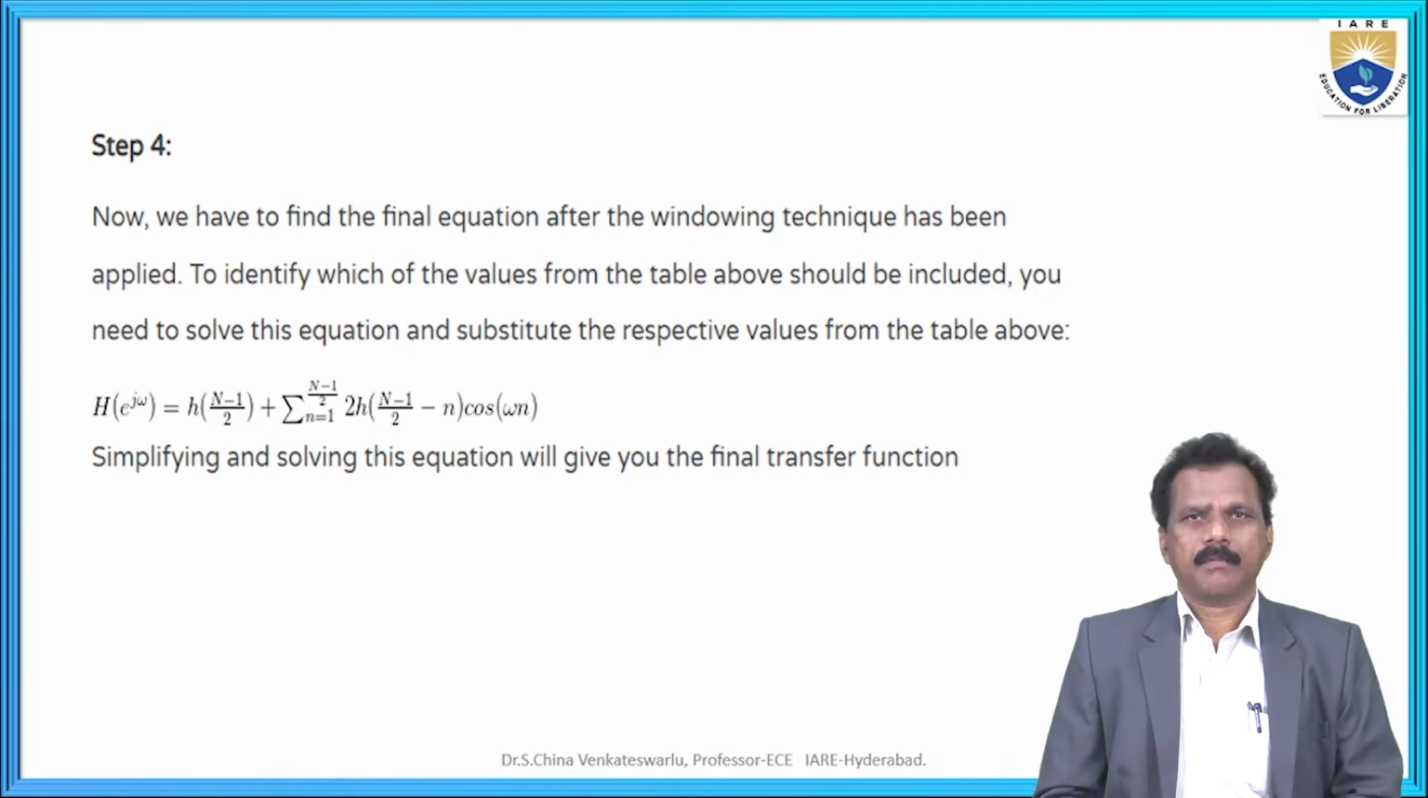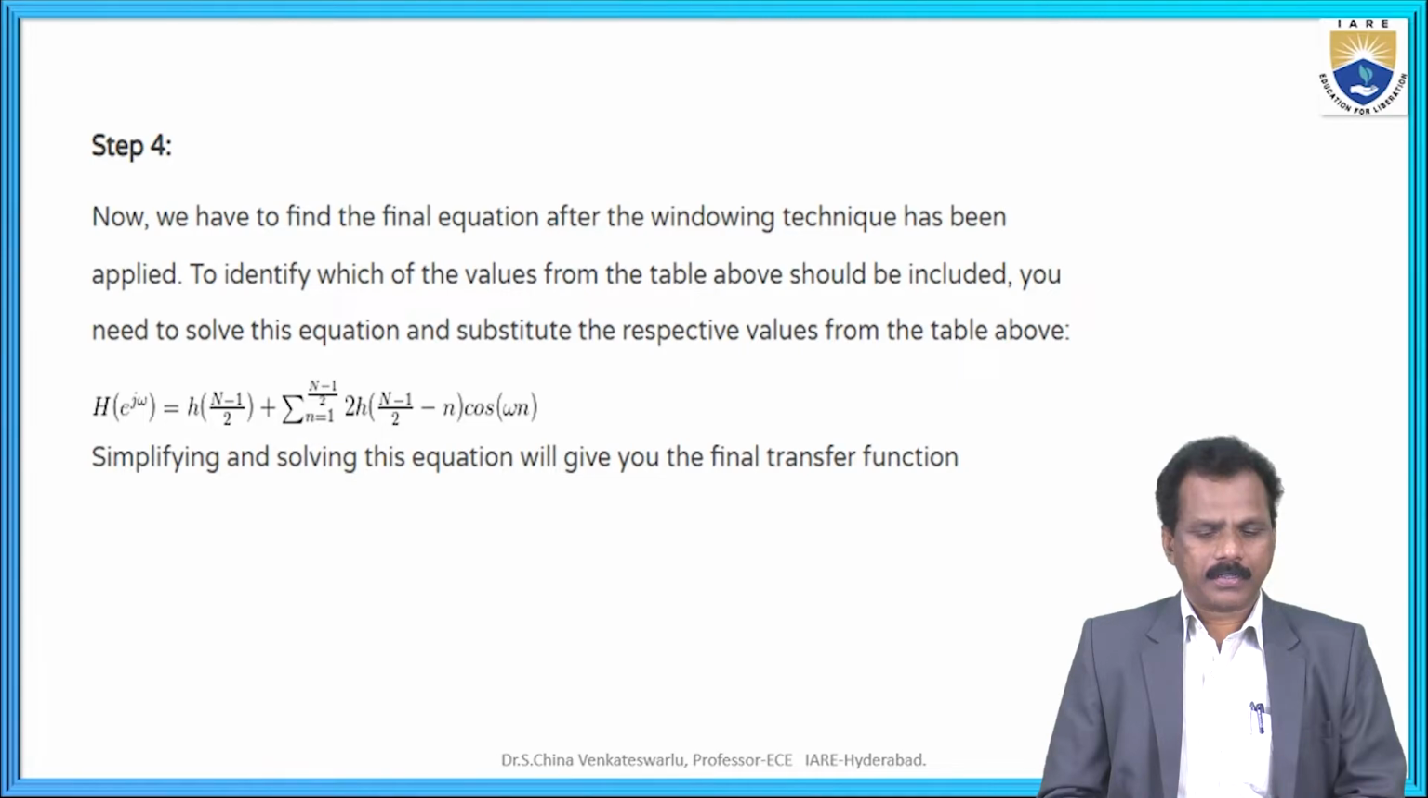Coming to the fourth step, now we have to find the final equation after the windowing technique has been applied. To identify which of the values from the table above should be included, you need to solve this equation and substitute the respective values from the table. We have seen that in our previous table. So you can calculate that H of e power j omega.